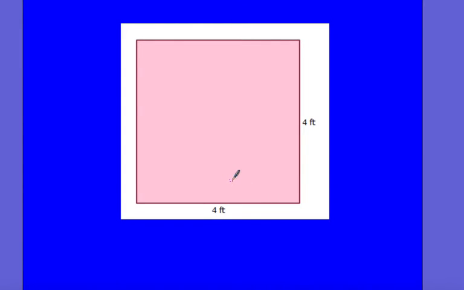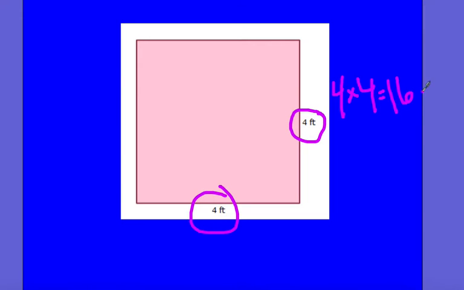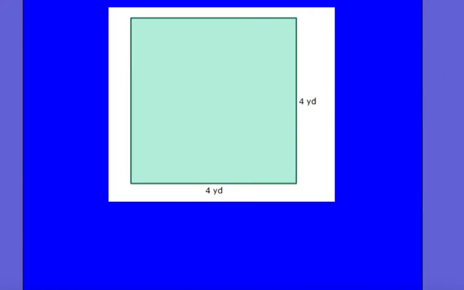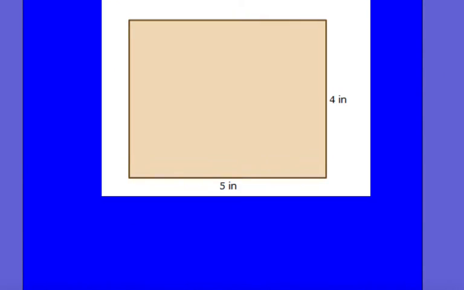All right, now let's find the area of this shape. There's no squares for me to count, but we know that we can also multiply the length times the width. So the area of this shape is 4 times 4 equals 16 square feet. Okay, 4 times 4 is 16 square feet.